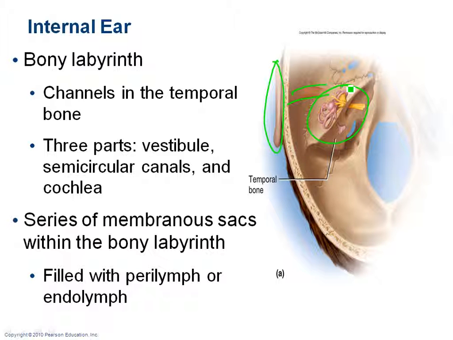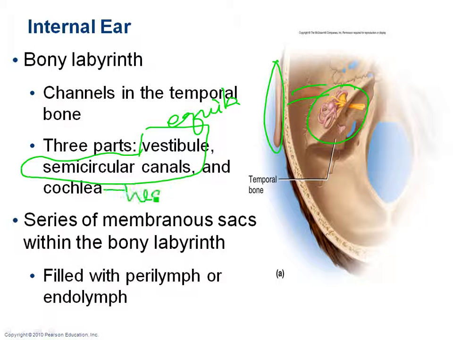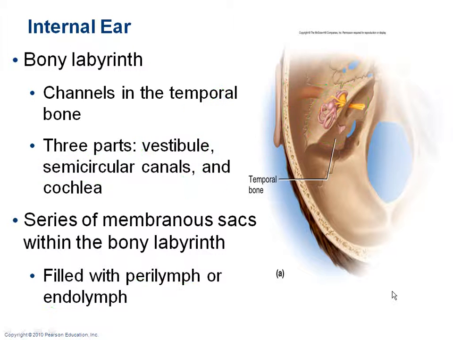So it is a bony channel in the inner ear. It has three parts, and they're listed here: vestibule, semicircular canals, and the cochlea. These two are going to have to do with equilibrium, and this is solely the organ of hearing. There's also some fluid in these bony labyrinth areas. They have membrane linings, and they have something called perilymph or endolymph in them. And this will make sense as we move on. Right now, just know there's fluid in these areas.